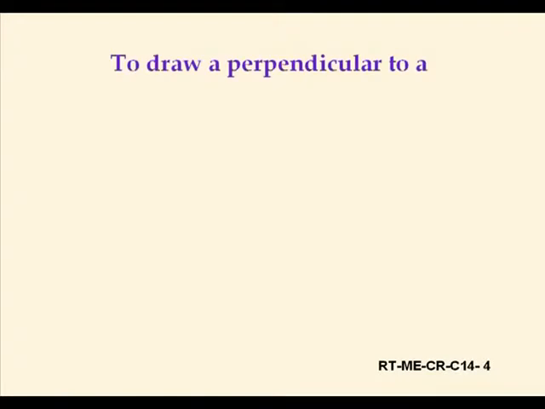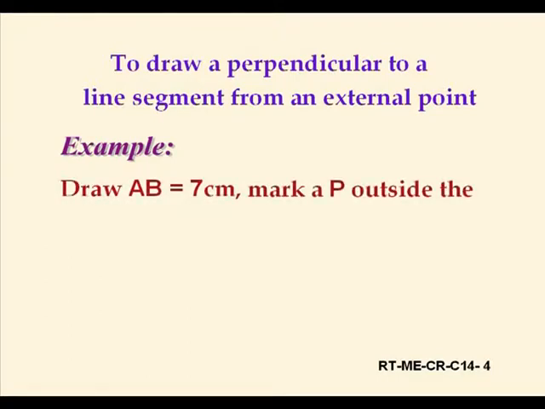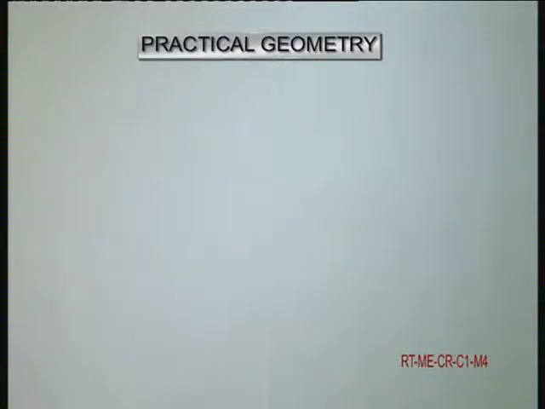To draw a perpendicular to a line segment from an external point. Example, draw AB equal to 7 cm. Mark P outside the line segment. Draw a perpendicular from P to AB. To draw a perpendicular to a given line segment from an external point. Step 1. Draw a line segment AB equal to 7 cm.